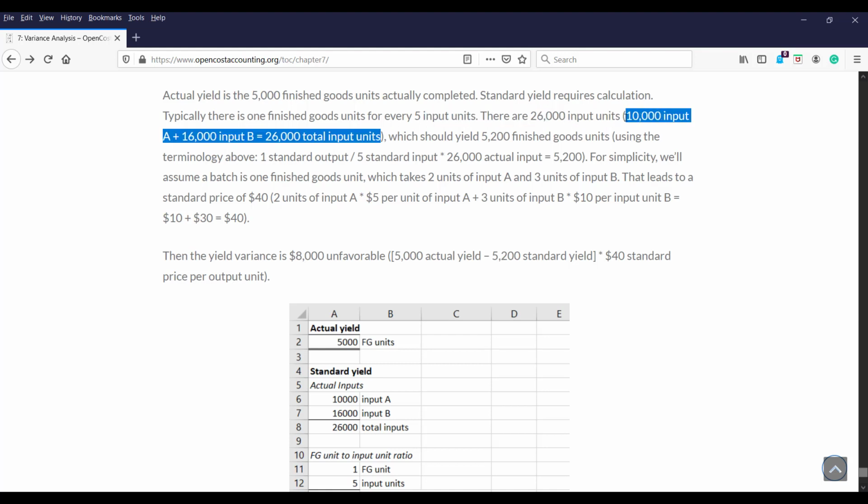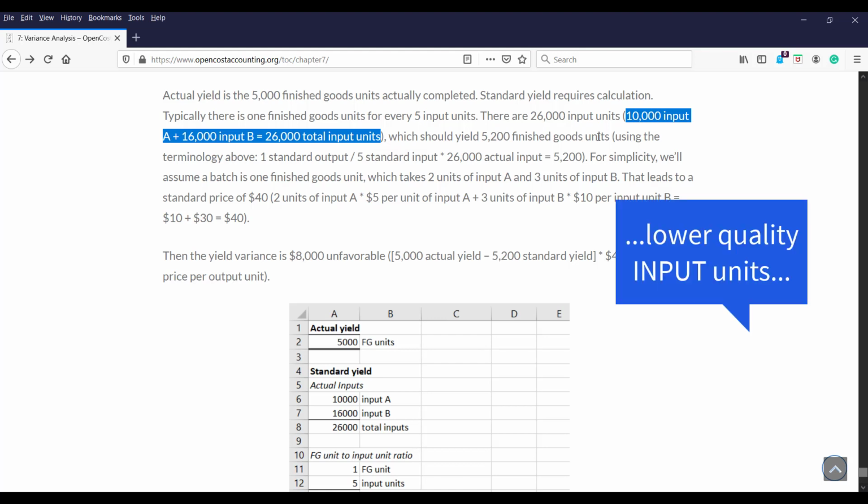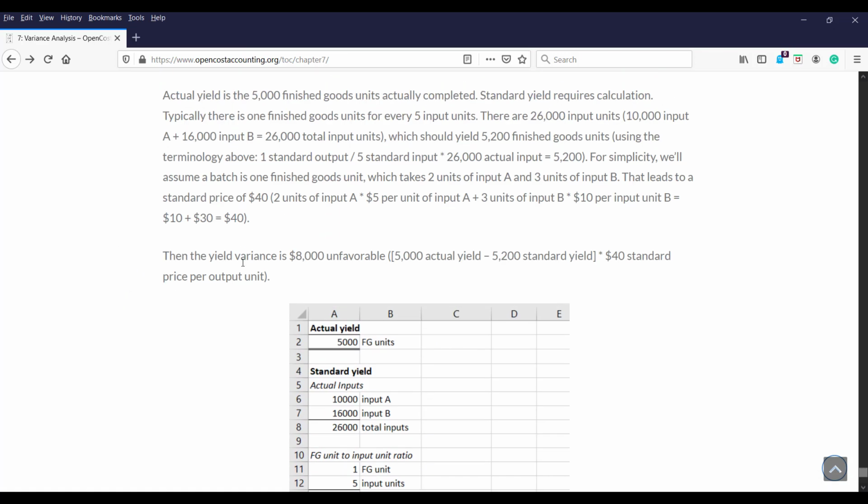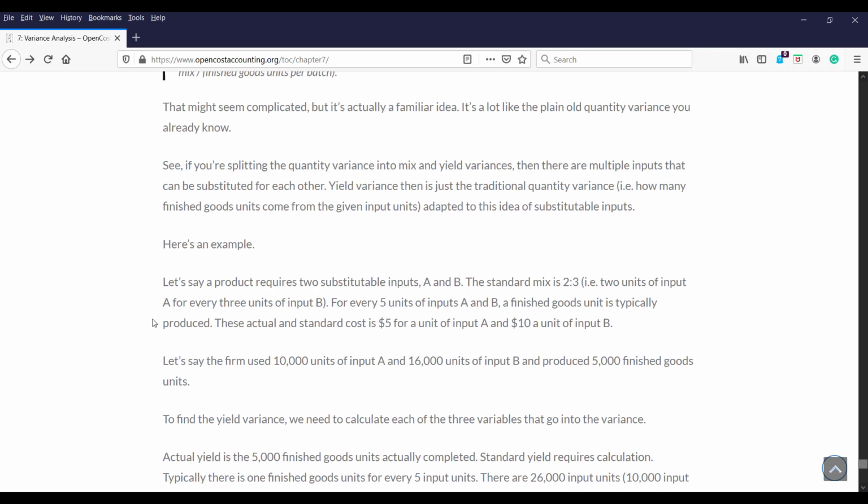It's more along the traditional quantity variance lines, where you say, hey, we have a problem here. We are being inefficient with our units. Perhaps it's because our direct laborers are not as well trained as they should be. Perhaps it's because we're using lower quality units than we should be. Whatever the case may be, somehow it's more the traditional quantity variance explanations when we're talking about yield variance. And that's what I have for mix and yield variance.